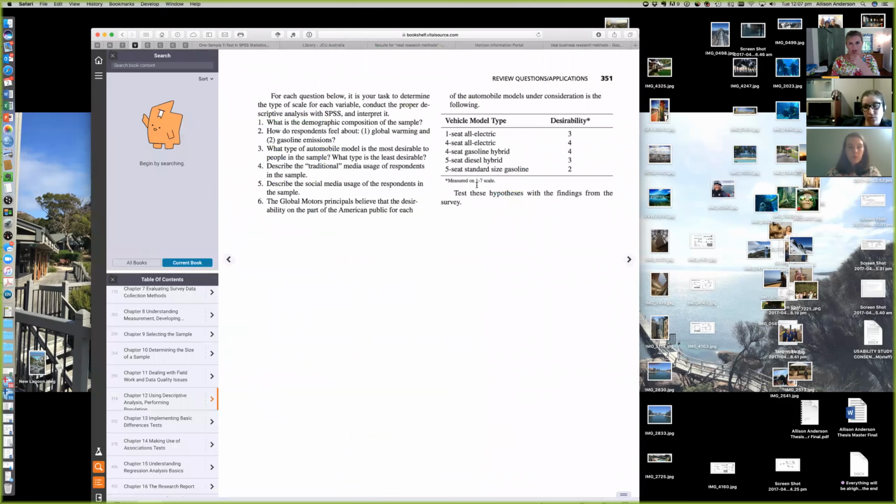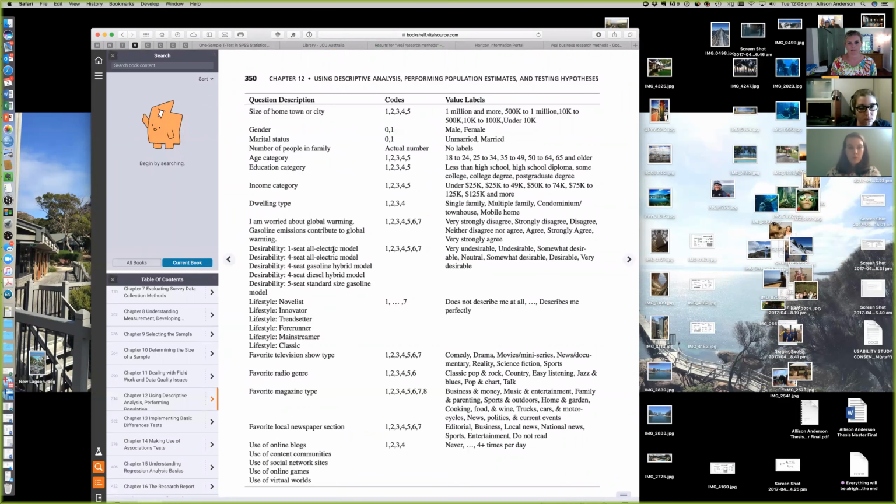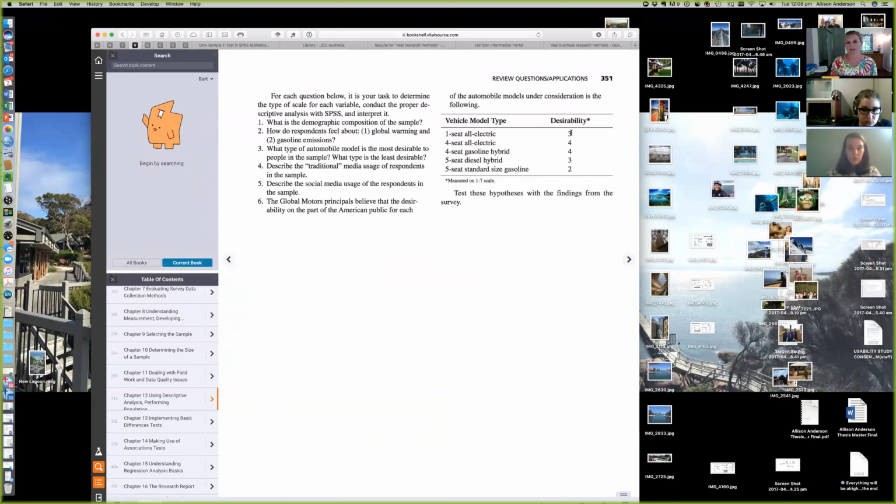Now I've got to find it again. That's it there. Okay, so essentially it says the Global Motors principals believe that the desirability on the part of the American public for each of the automobile models under consideration is the following. Remember, as we looked at here, desirability is on a scale of 1 to 7. So 1 is very undesirable and 7 is very desirable. That's what you know about that question already. They believe there's a fairly low desirability for an all-electric 1 seat, that's a 3.